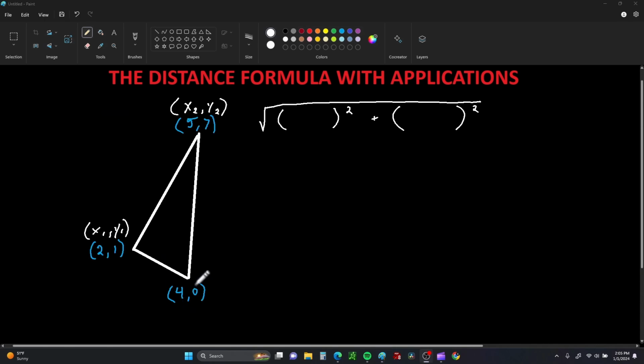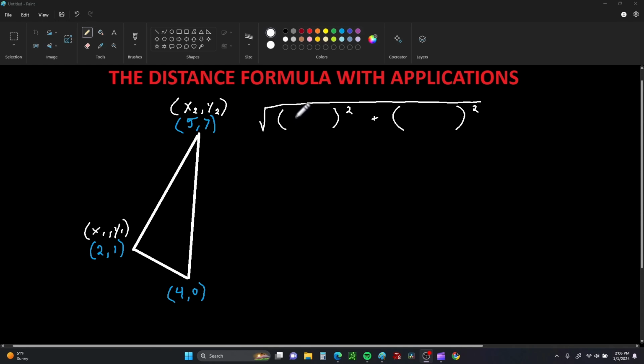This question is going to be asking, are these the vertices of a right triangle? In order to do that, I need to find the lengths of each of the sides, and then I have to use the Pythagorean theorem to tell me if this is a right triangle or not. So for the sake of speed, I'll just move really fast.